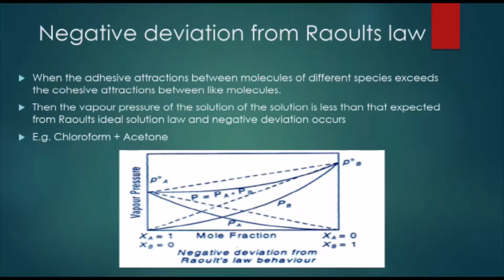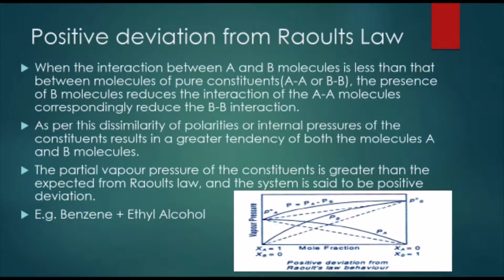By simply combining PA plus PB we can achieve the total partial pressure. That total partial pressure which is obtained has a value quite less than that expected from PA plus PB. As a result, negative deviation occurs.